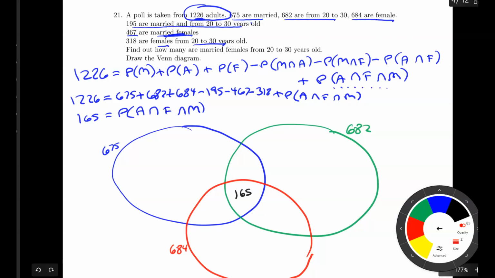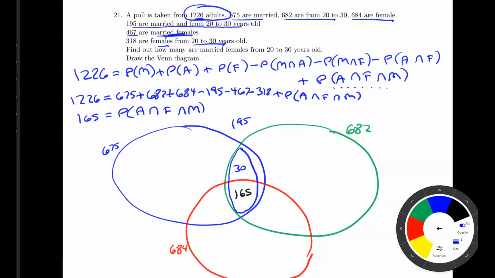Okay. So now let's start with the intersections. So what do I know about married and female? No, sorry, married and a certain age. So married and a certain age, this number right in here has got to be 195. Maybe I should do that in blue or something, right? So this little area here has to be 195. So this must be 30.